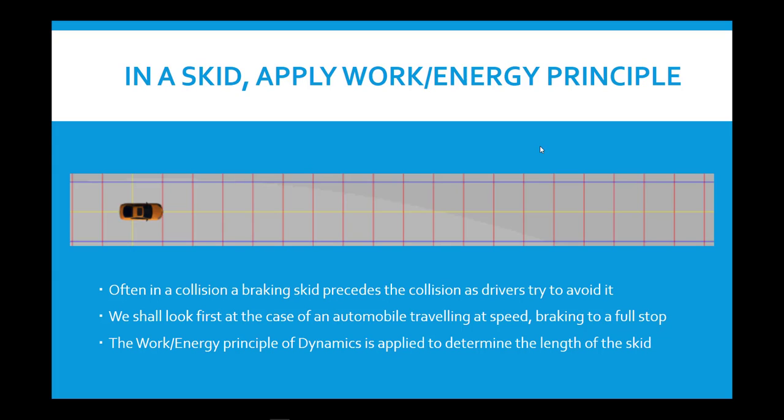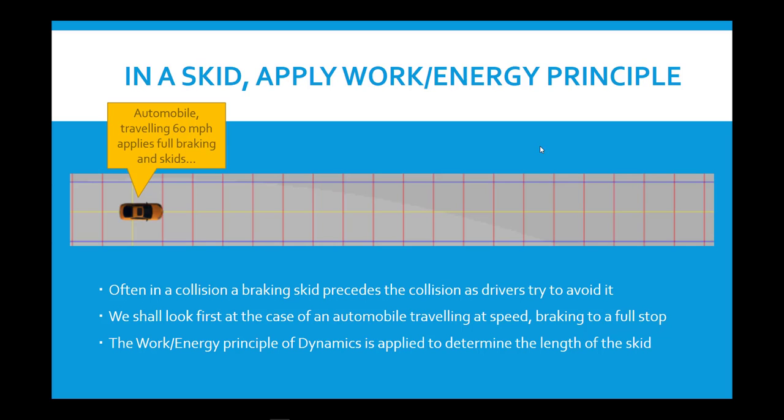A vehicle will be traveling at a certain speed. Brakes will apply, full braking will apply, and the vehicle skids to a stop. We'll apply the work energy principle of dynamics to determine the length of the skid, both the physical length of the skid, but also the duration of the skid, the amount of time that it takes for the vehicle to slide to a stop. We will do an example later, and we'll have a car traveling at 60 miles per hour. Full braking will be applied.